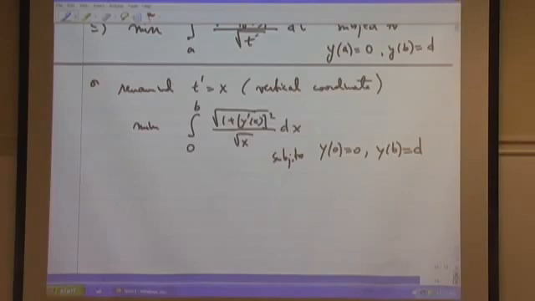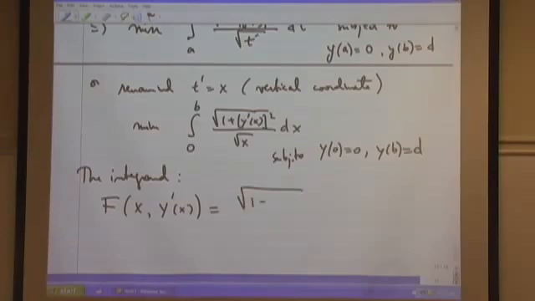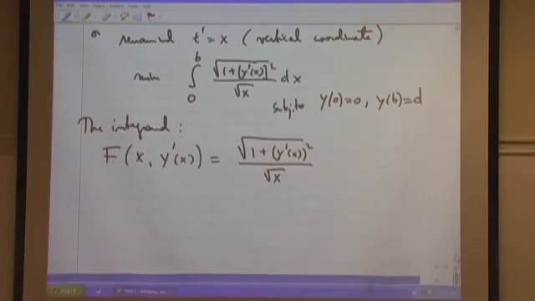Okay, so what is the functional here? Well, this time the functional only depends on two variables. One is the independent variable, and the integrand is the square root of 1 plus y prime of x squared and square root of x.